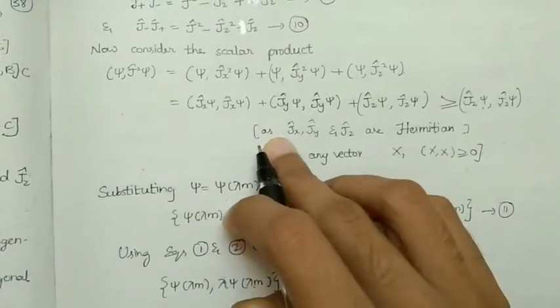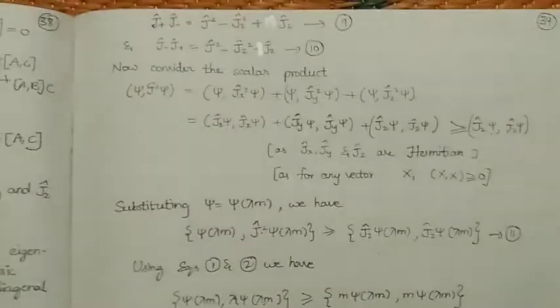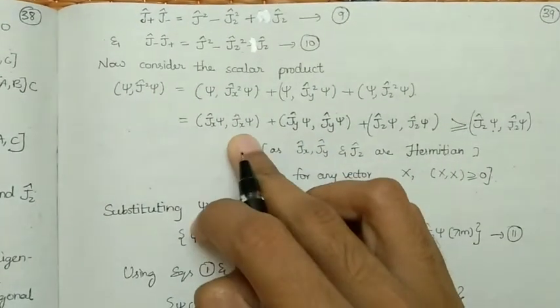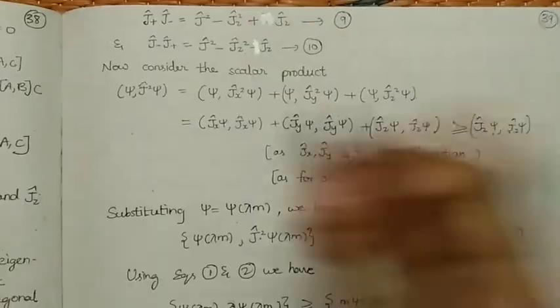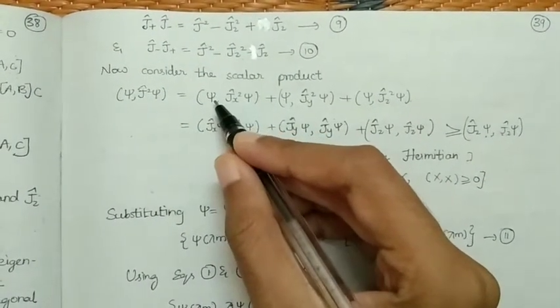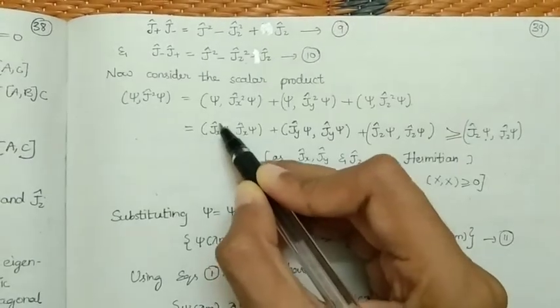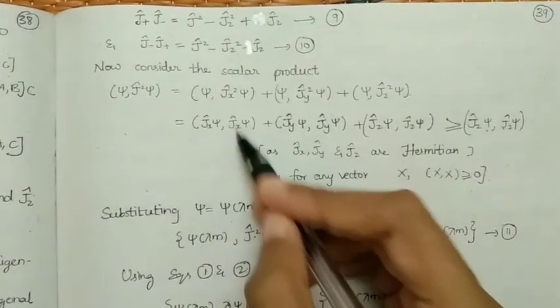So as Jx, Jy, Jz are Hermitian, because of that Hermitian property, we could have this. So J square operating on the wave function and again multiplied with the wave function could be split up as Jx operating on that wave function, again Jx operating on that wave function, and their scalar product. So this could be written in this form.